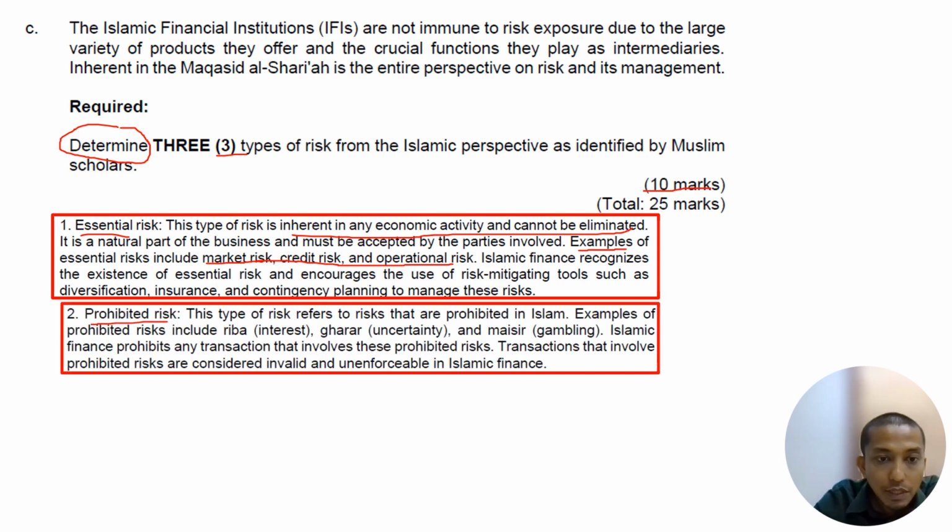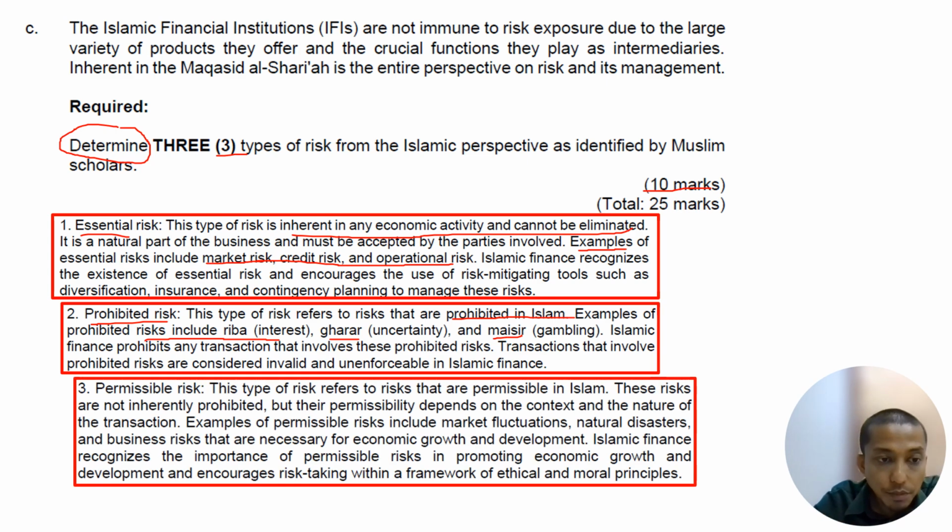Okay, next one, prohibited risk. What is prohibited risk? Risks prohibited in Islam, for example, include riba, gharar, and maysir. Islamic finance prohibits any transaction involving all these risks. All right. Again, type of risk, explain, example. All right. So the last one, permissible risk.